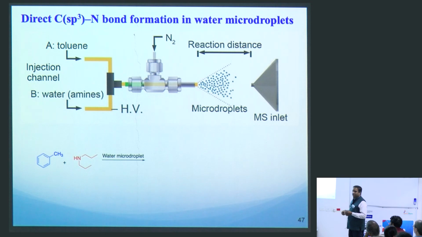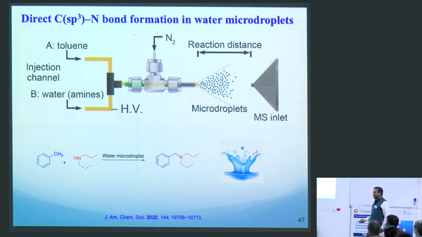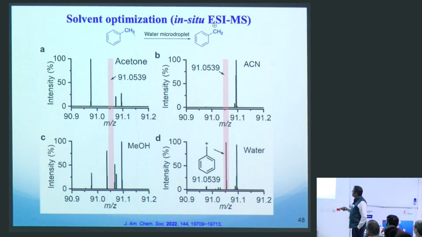So for that case we have designed a setup where toluene is taken in one channel, and water and amine, which is the nucleophile, are taken in another channel and mixed here. Once mixed, and by applying the pressure, we are able to get the products, carbon-nitrogen bond formation products. In the food industries, the benzylamine compound is used as a disinfectant, one of the commercially available disinfectants, and we are able to make it.